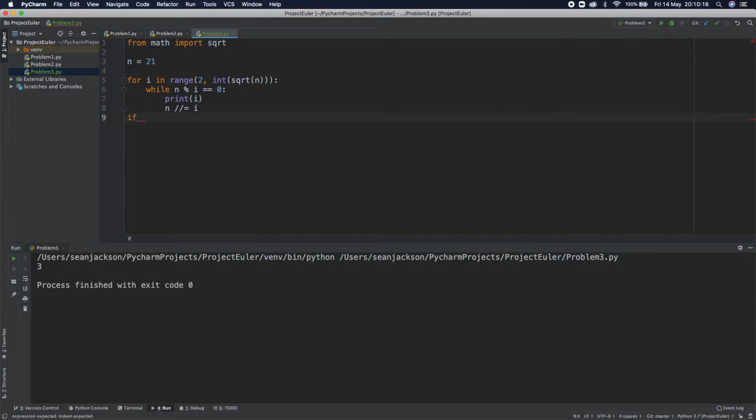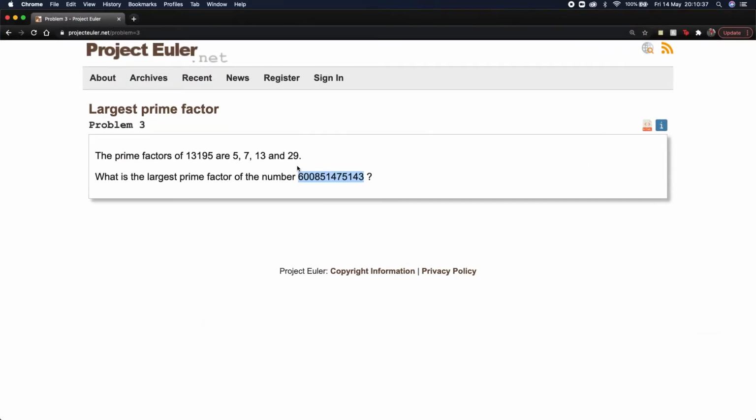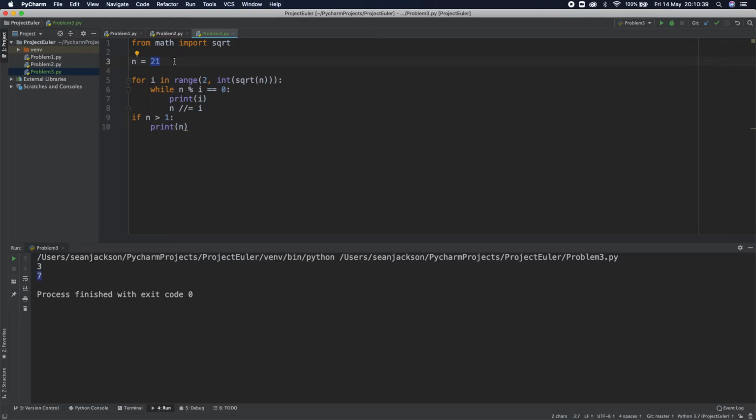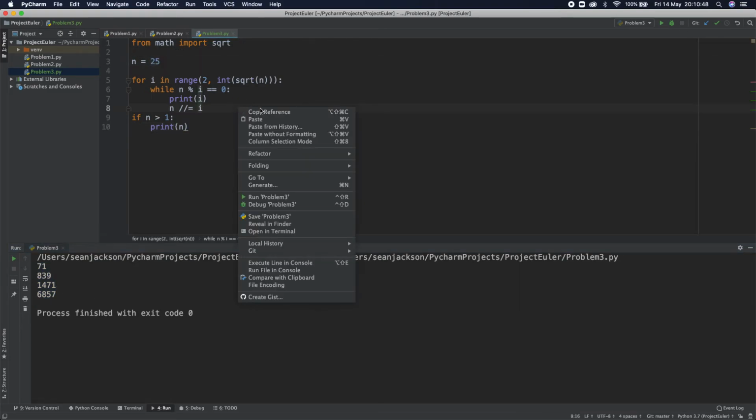So if we say if n is greater than 1 by the time we get here, then that means we haven't fully divided through the number, and n is holding the place of the remaining prime factor, so we can print n as well. So now this 21 example should work. Nice. And if we go back to the original number, then that should also work the same straight out the box, and we should be all good. Okay, let's just double check with 25 to see if it works with the square root.